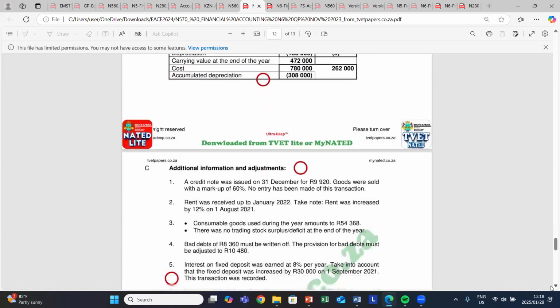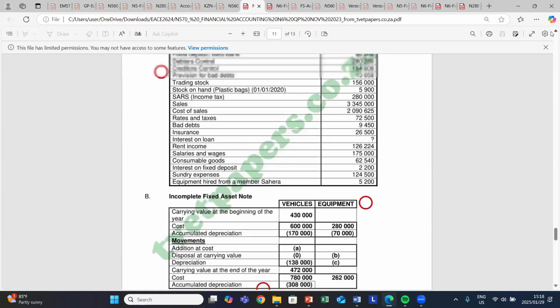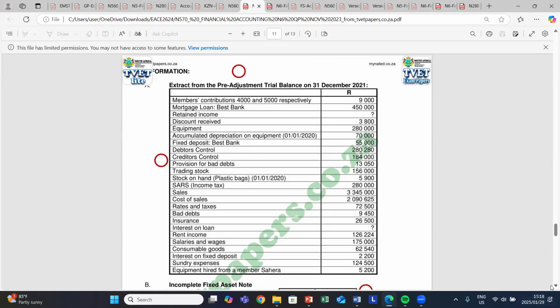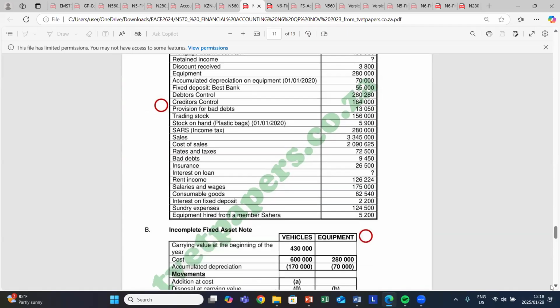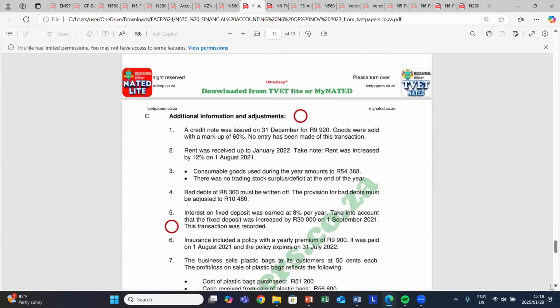Let's go to adjustment here. The first adjustment talks about what? Our rent. Remember that when dealing with everything, your financial year plays a critical role, especially when it comes to your financial statement. Your financial year ended on the 31st of December 2021, meaning it commenced on the 1st of January 2021. So let's check it. Transaction number 2, rent. Rent was received up to January 2022. The rent was increased by 12% on the 1st of August 2021.